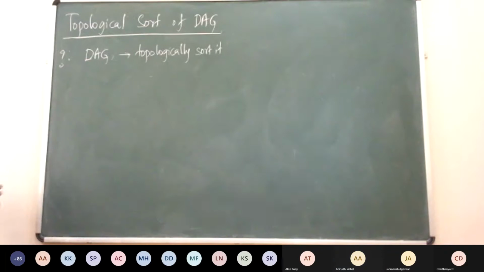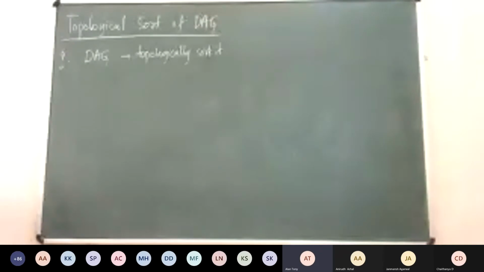Can there be multiple choices of ordering such that it's topologically sorted? Like, can the positions differ in the sorted order? Yes. That's a good question, what Alan asked. For the same graph, can there be multiple orderings? Yes, that is possible.